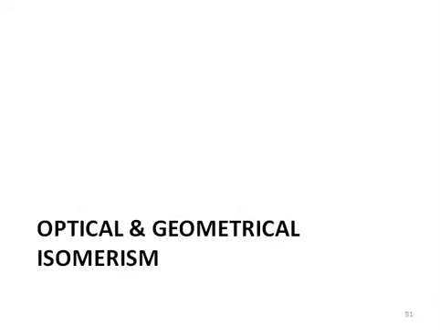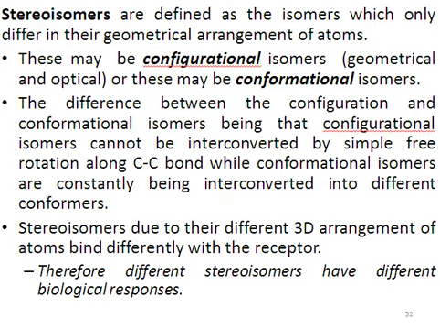After protein binding, we have another factor, which is stereoisomers. We have optical isomers and geometrical isomers. Stereoisomers are defined as isomers which differ only in their geometrical arrangement. These stereoisomers may be configurational isomers or conformational isomers. You know the configurational isomers are geometrical and optical isomers, right? The difference is that configurational isomers cannot be interconverted by simple free rotation along a carbon-carbon bond, while conformational isomers are constantly being interconverted into different conformers.